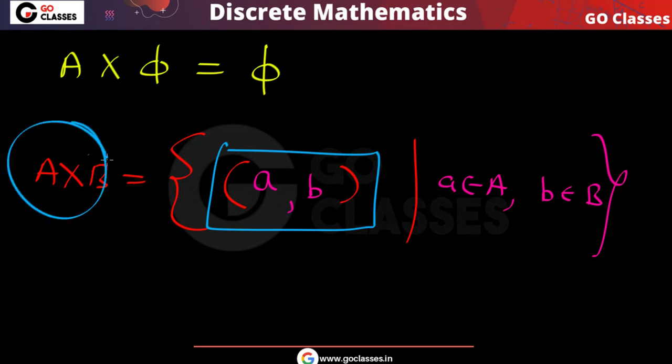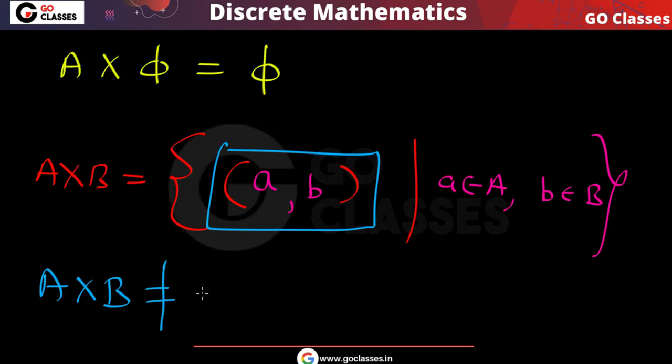In A cross B, we have pairs of elements where the first element is from A and the second element from B. But in the empty set, there is no element. So I can say A cross phi is basically phi. If you do A cross B, then that will definitely contain a set of ordered pairs. So that can never be the same as A.